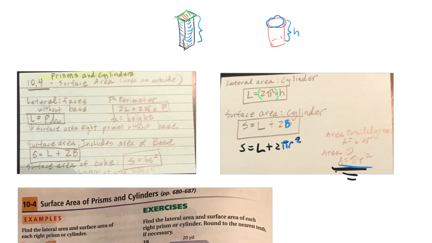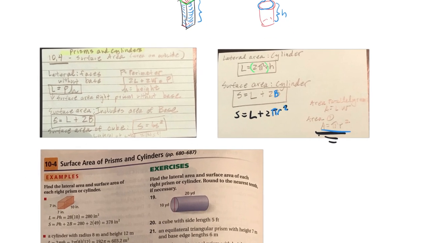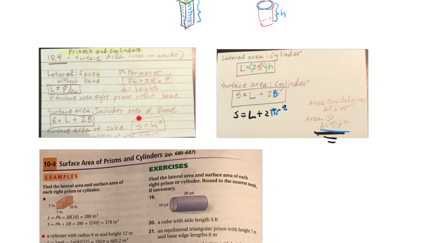So that is what's happening when it comes to the lateral and surface area of a prism and a cylinder. Now, let's talk about this. The surface area of a cube is really going to be the same thing ultimately. You could sort of default to this formula here. However, the surface area of a cube is a special case because the area of each of these faces in a cube is going to be the same.